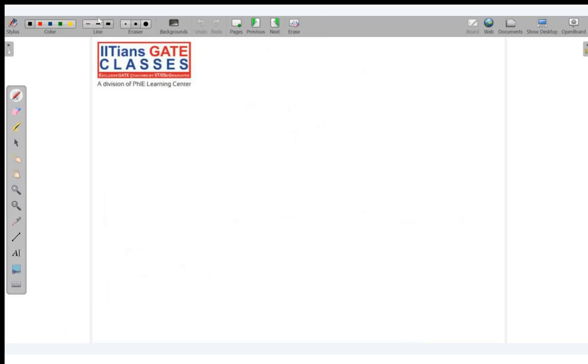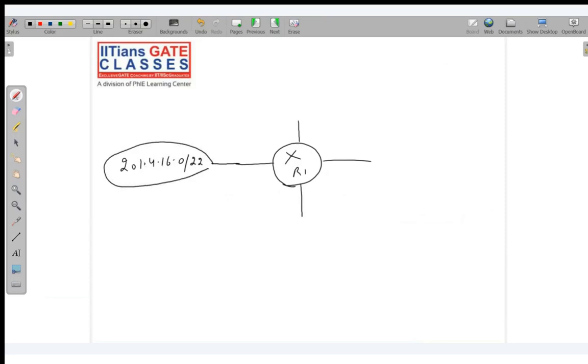So here we have a router R1. I'm labeling it as R1. So now it is having suppose 4 ports. Okay, so with each port one network is connected. For example, here we have one network, say 201.4.16.0/22. /22 means classless. Mostly classless addressing is used. Okay, so questions in the GATE exam will be from classless only. But if this slash is missing, you will say okay, it is classful. Okay, I have told you many times.